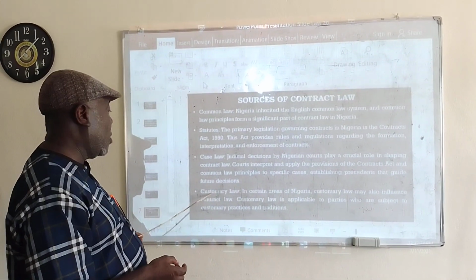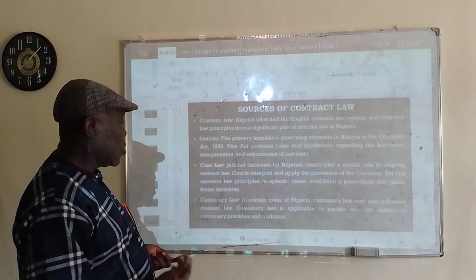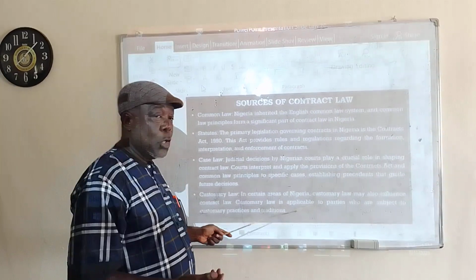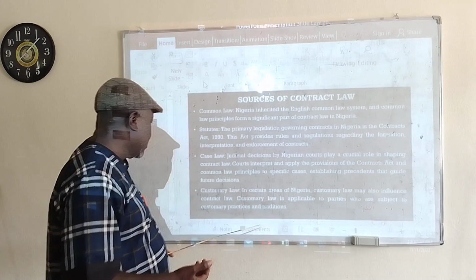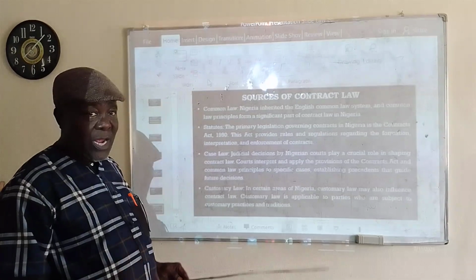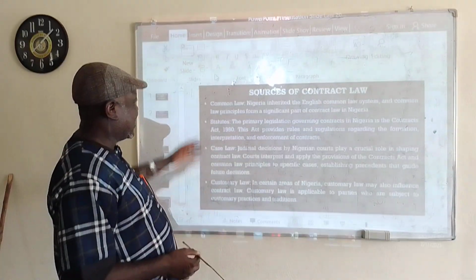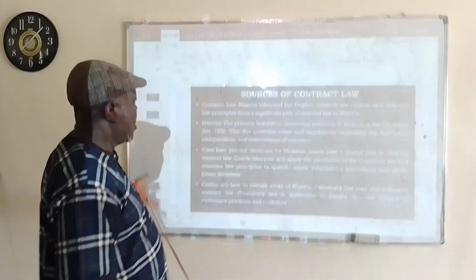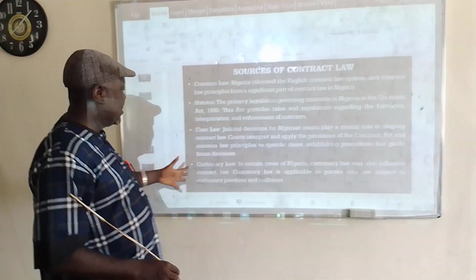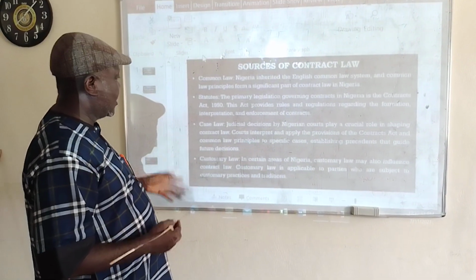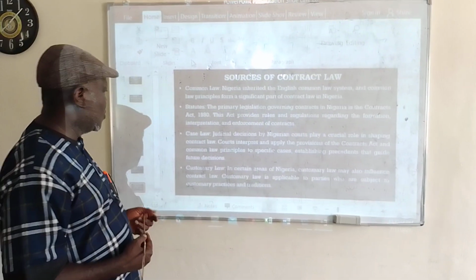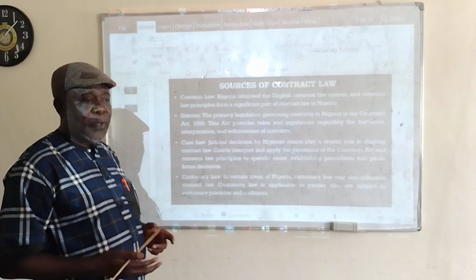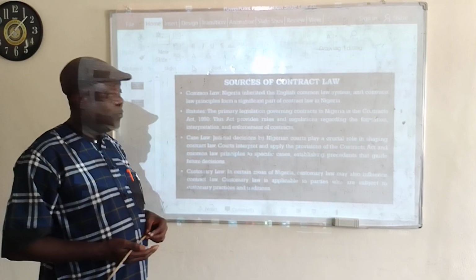Finally, we have customary law. In certain areas of Nigeria, customary law may also influence contract law. Customary law is applicable to parties who are subject to customary practices and traditions. Now, these are the sources. As I have said, there are various other sources of contract law, but these are the basic ones that I want you to acquaint yourselves with and read yourselves into, based on the lecture notes I have uploaded and the authorities or the authors I have given you.